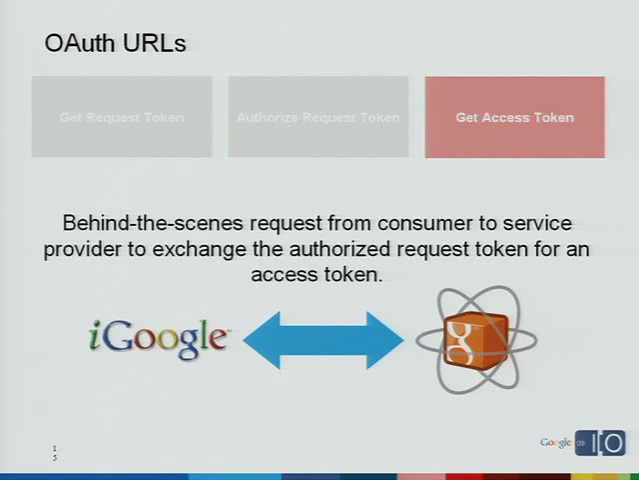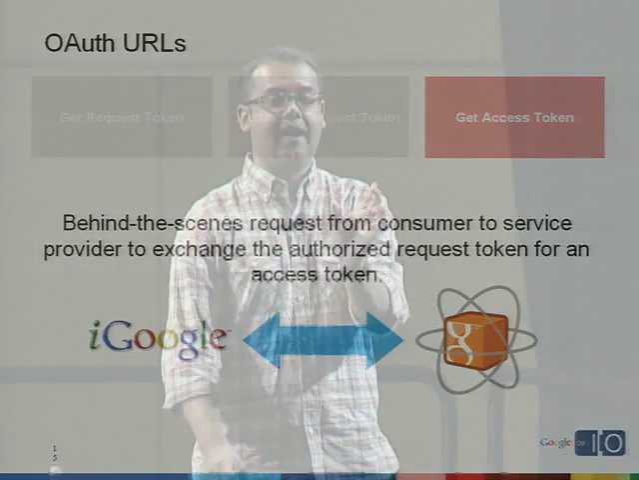Now, when the consumer sees that the user has arrived at their site, we have the third step, which is called the get access token step. This is another behind-the-scenes request from the consumer to the service provider. What happens is the consumer says, hey, I got this authorized request token. It shows it to the service provider. The service provider says, yes, the user has authorized you to load data. And then it returns back this access token. This access token is going to be used in all subsequent requests in order to load data from the Google servers.